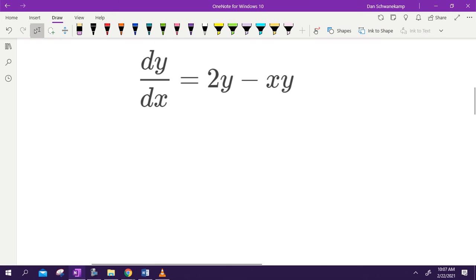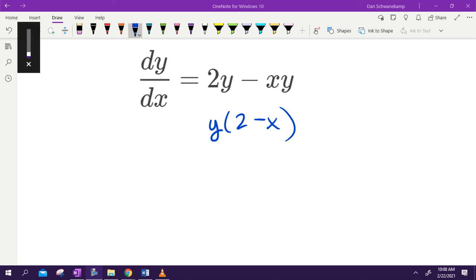Next one. dy over dx equals 2y minus xy. At first glance, this one's yucky. Why do we not like it right now? There's 2 y's. We don't want there to be 2 y's. We want to be able to write that as a single y on the right-hand side. What could we do before we separate them that will make this problem easier to work with? Factor a y out. If it's 2y minus xy, you can do that first. Separate and integrate and then show it to me.